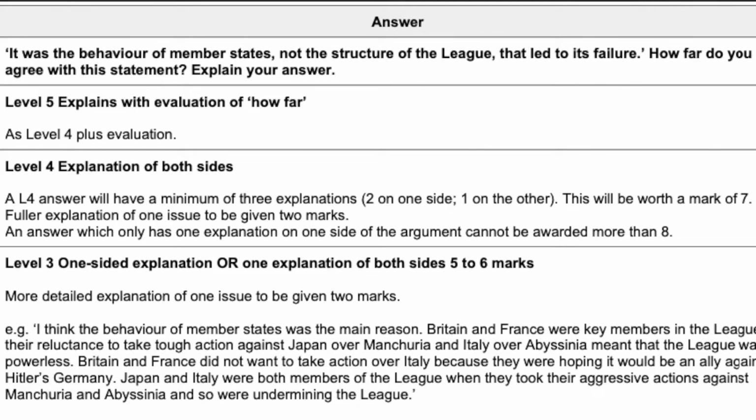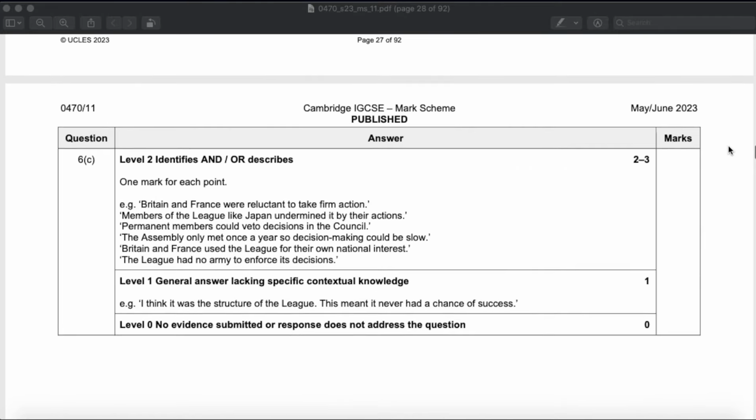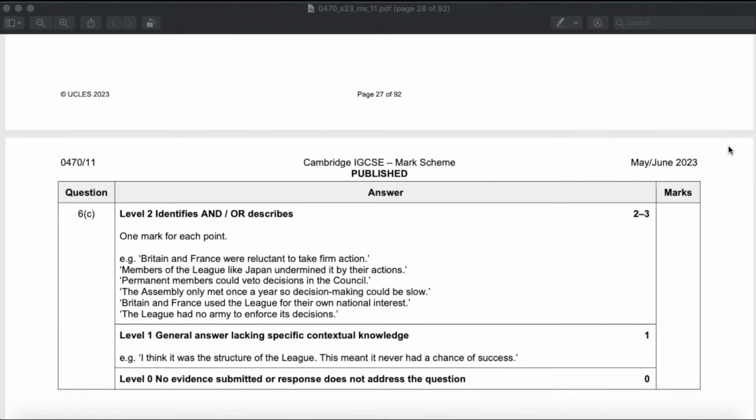So, behavior of the member states could mean Britain and France. So any type of answers that you have for that particular question could be valid for this one as well. So let's look at the bottom first. I like to look at the mark scheme from the bottom up because that's how you mark the actual answer. So level 0, skipping by that because that's a 0.